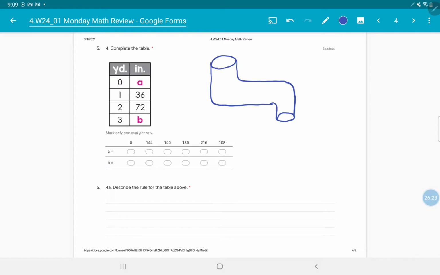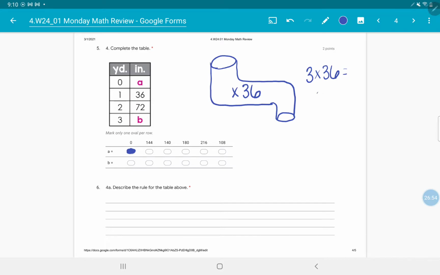So now I've got to solve for A and for B. If I drop in a 0 times 36, that's going to get me what? 0. A equals 0. Okay, how about B? If I drop in 3 and I do 3 times 36, what would I get? 108. Yeah, 3 times 36 equals 108.